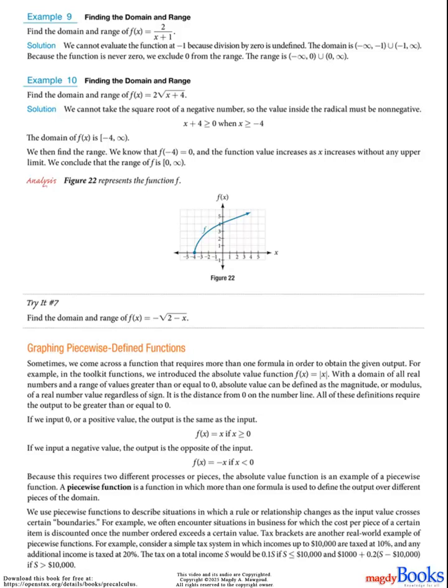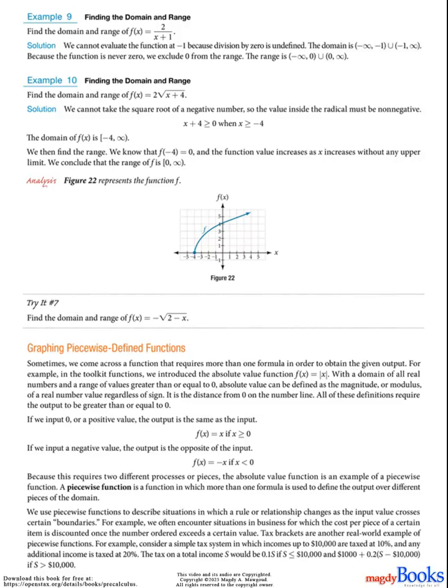Example 9. Finding the domain and range. Find the domain and range of f of x equals 2 over x plus 1. Solution. We cannot evaluate the function at -1 because division by 0 is undefined. The domain is (negative infinity, -1) union (-1, infinity).